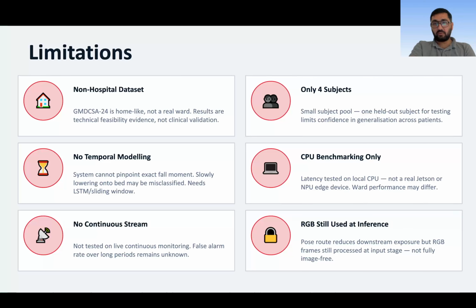It cannot pinpoint the exact second a fall happened. For that, we would need an LSTM or sliding window approach across continuous frames. Latency was benchmarked on a local CPU, not a real Jetson or NPU edge device. So actual device performance would need separate testing, and the system was not tested on continuous live streams. So false alarm rates over long periods are unknown.